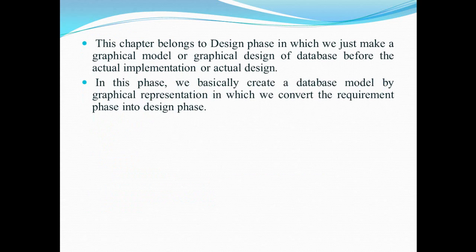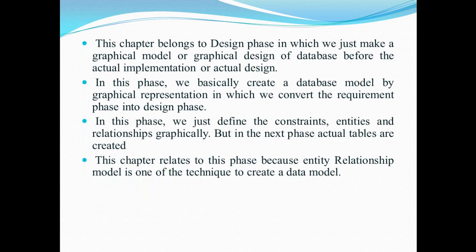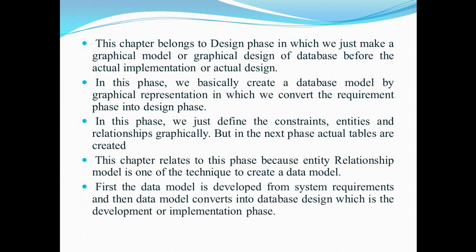This chapter belongs to the design phase, in which we just make a graphical model of the database before the actual implementation or actual design. We just define constraints, entities and relationships graphically. This chapter relates to this phase because the entity relationship model is one of the techniques to create a data model. First, the data model is developed from system requirements and then it is converted into database design, which is the development or implementation phase.